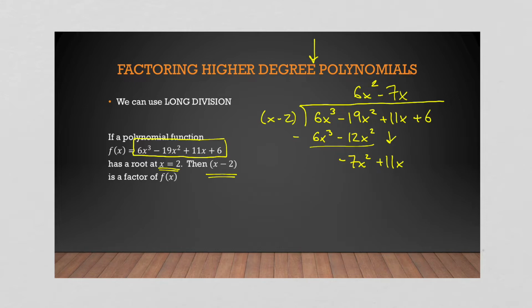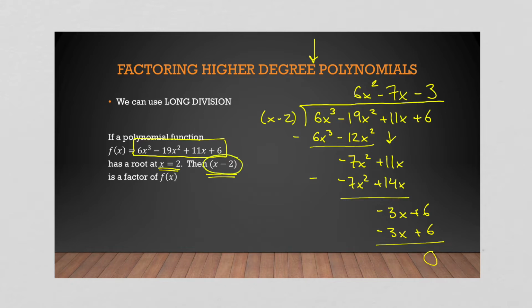Negative 7x times x is negative 7x squared. And then I get positive 14x. Do my subtraction and I'm left with negative 3x plus 6, and I'm looking to get rid of that negative 3x, so I'm just going to throw a minus 3 up here, and I get negative 3x, and then here something great happens. I get a remainder of 0. Now, I should expect a remainder of 0 here because I'm told that that's a factor.